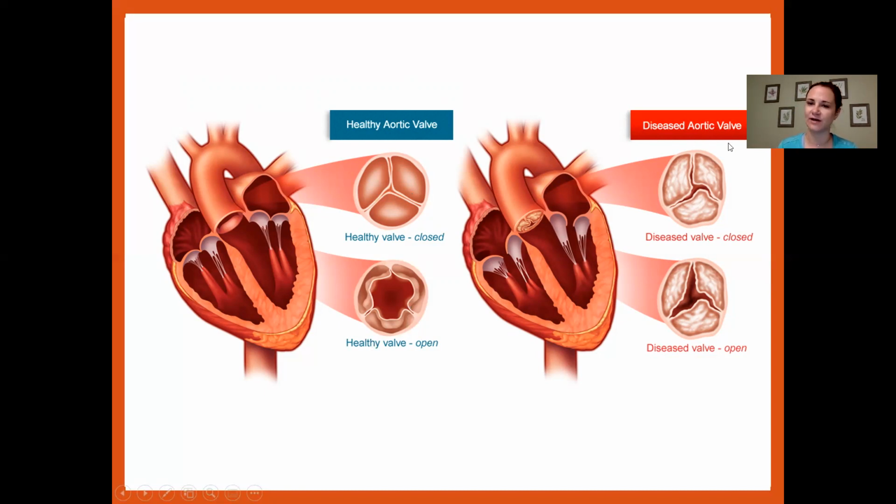In a diseased aortic valve, closed, it may not completely come together. And this would be a good example of a stenotic valve. It's not opening all the way. Those valves have become inflamed, hardened, scarred. So now they're stenotic and they're not opening wide enough for good blood flow through them.